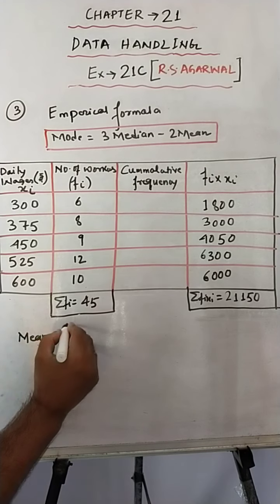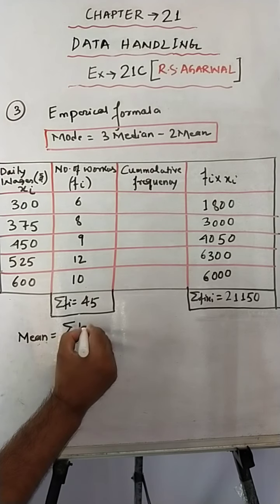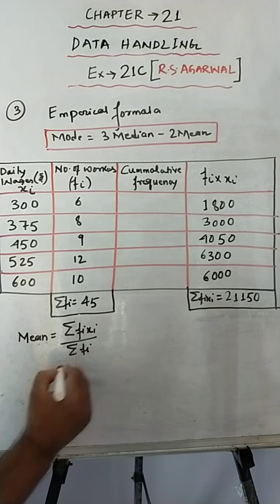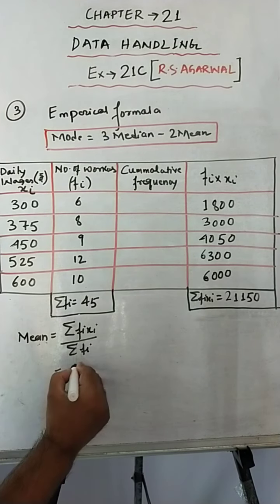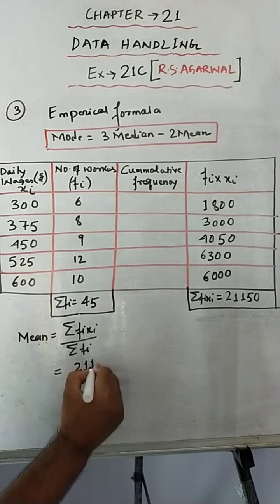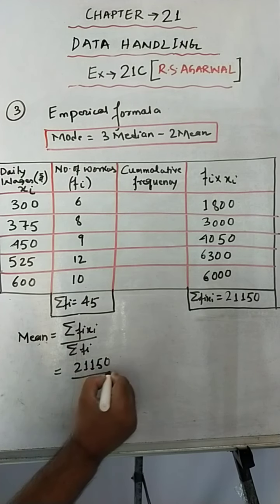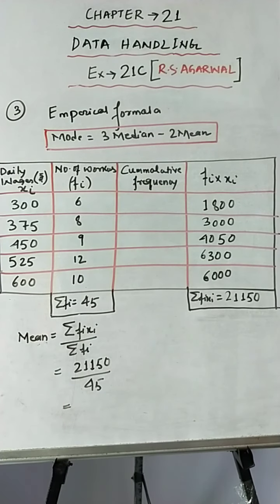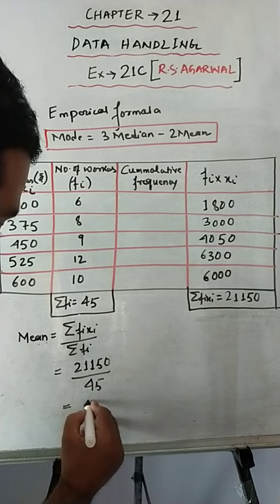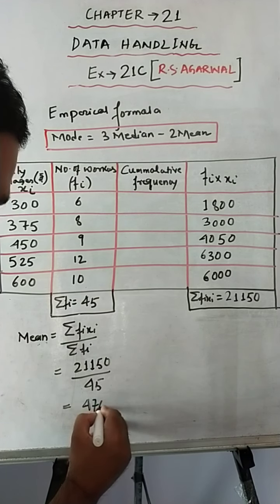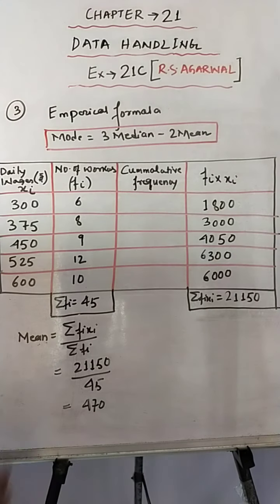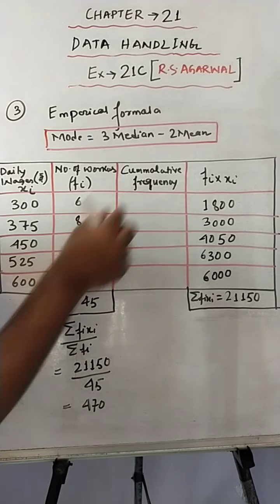So what is the formula of mean? Mean is summation Fi Xi by summation Fi. Now summation Fi Xi is 21150 by 45. If you divide this, the answer would be 470 students. So the mean is 470, and now that we know the value of mean, we can put it here.